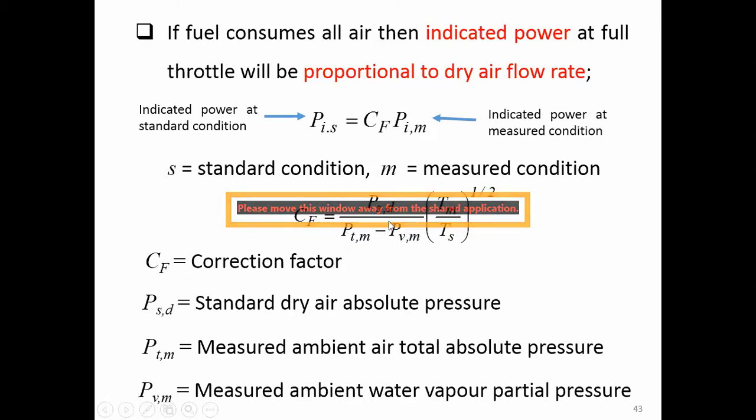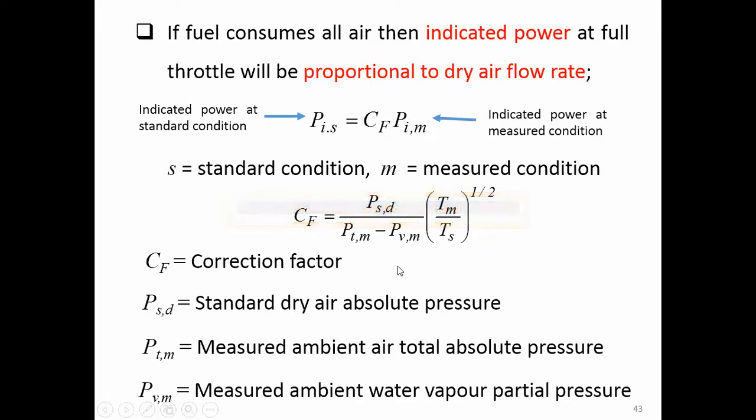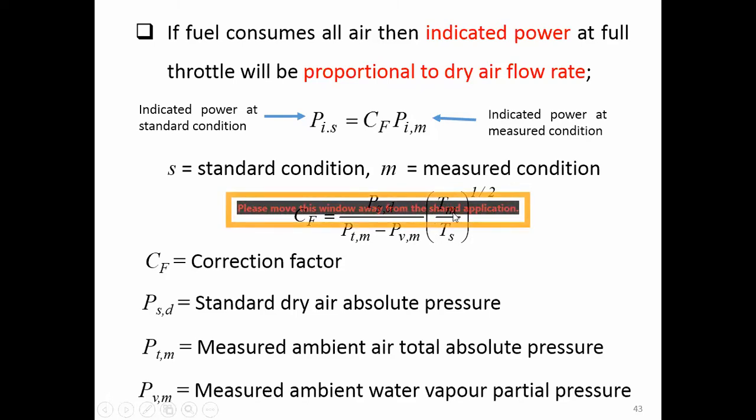These two terms will give us what? The pressure of the dry air at the measuring conditions. And this expression here is multiplied by the ratio of the temperature, which is the temperature at the measuring condition divided by the temperature at the standard condition, to the power of 1/2 here. So this is the expression for C sub F.